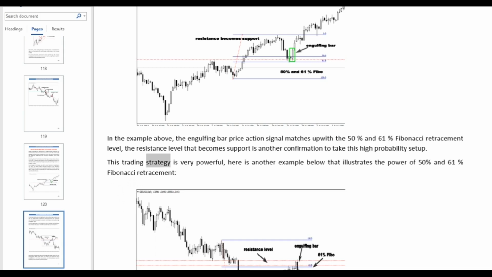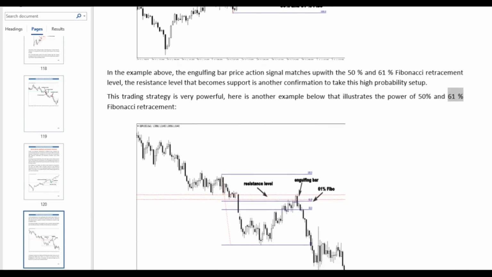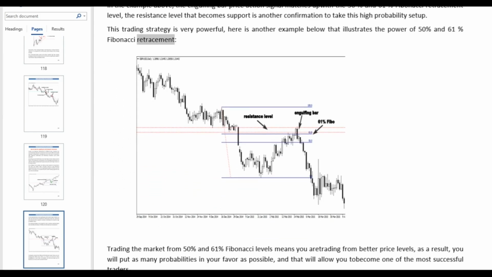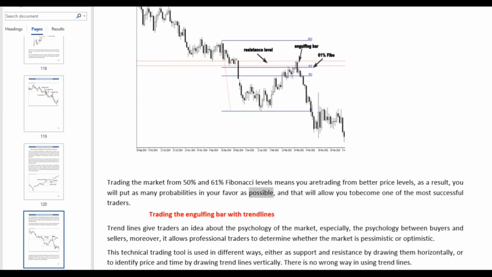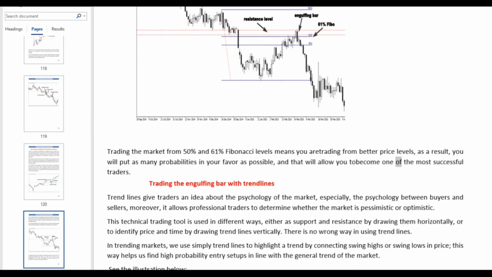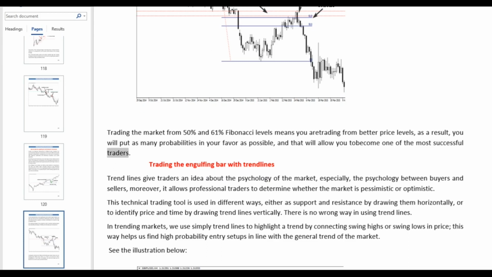This trading strategy is very powerful. Here is another example below that illustrates the power of the 50% and 61% Fibonacci retracement. Trading the market from the 50% and 61% Fibonacci levels means you are trading from better price levels. As a result, you will put as many probabilities in your favor as possible, and that will allow you to become one of the most successful traders.